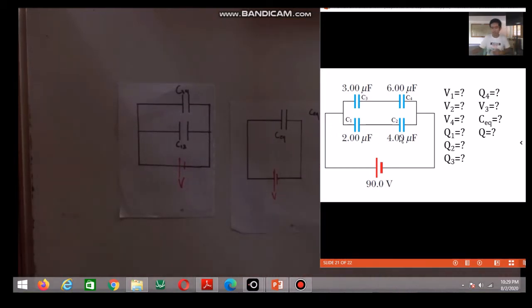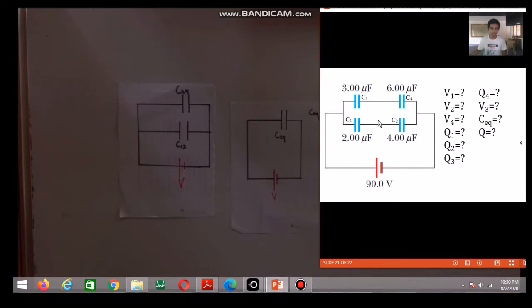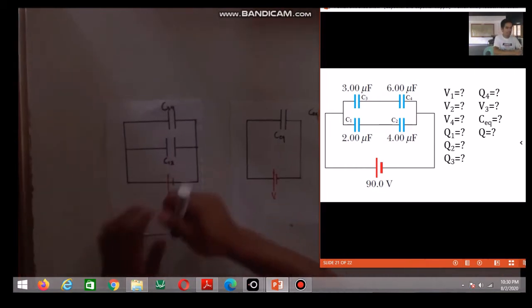Alright, so the first step is to combine the capacitors. We're done with that, and we already redrew the circuit. Next, we need to repeat the first two steps until there is only one single equivalent capacitor. We are done, and then we'll find the charge on the single equivalent capacitor using C equals Q over V. Alright, so let us start first with C3 and C4. Since they are connected in series, what is the equivalent capacitance of C34?